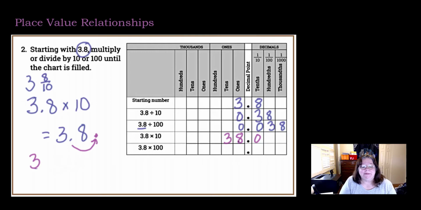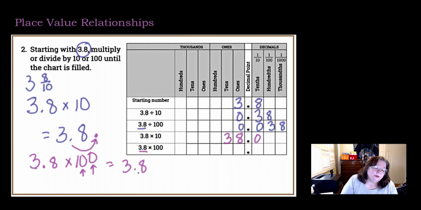Actually, I gotta pay attention. My number doesn't start with 38 here. It's 3.8 again. So 3.8 times 100. How many zeros? 2 zeros. So 3.8. Move it 2 places. Oh, I better put a 0 there as a placeholder. 1, 2. My new number is 380. And there you have it. I hope this was helpful.